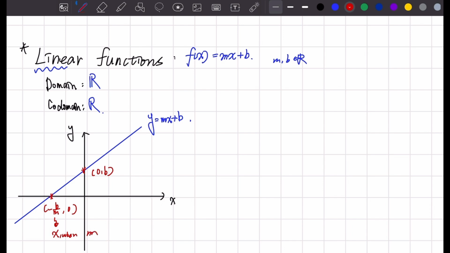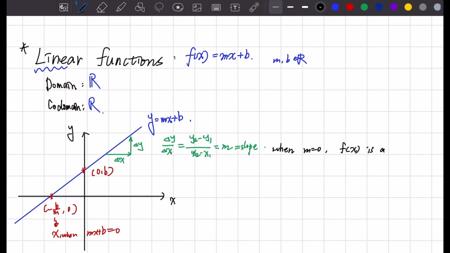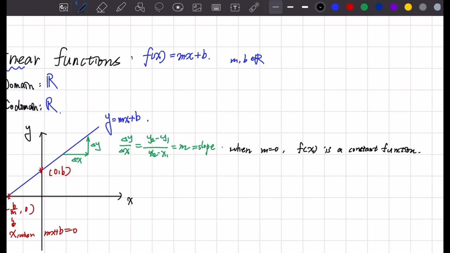So now we are going to find the slope of this line. The definition of slope is the difference of y over the difference of x. So I can write the slope as delta y over delta x, which equals (y2 minus y1) over (x2 minus x1). And this value of slope is equal to m. When m is equal to 0, f is a constant function, and the graph is a horizontal line.